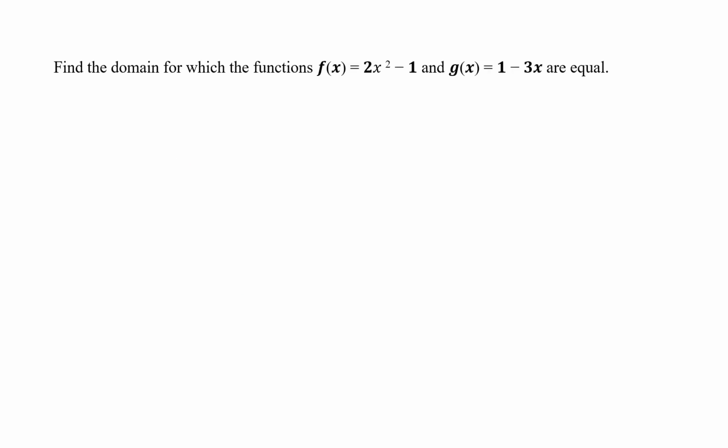So the question is, find the domain for which the function f of x and g of x are equal. So for f of x equal to g of x, we can write f of x as 2x square minus 1 equal to 1 minus 3x. Bring all the terms to one side. 2x square minus 1 plus 3x is equal to 0. So we can see that we are getting a quadratic equation. 2x square plus 3x minus 2 equal to 0.